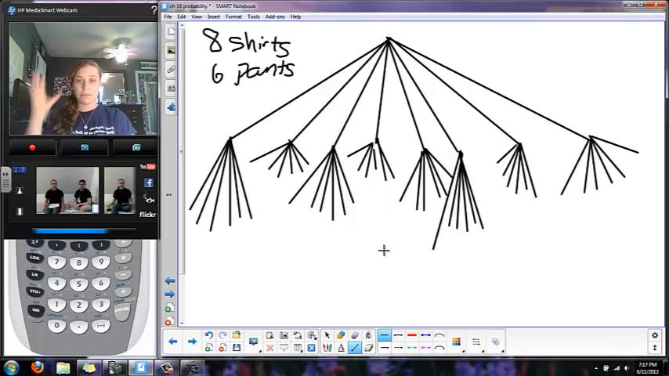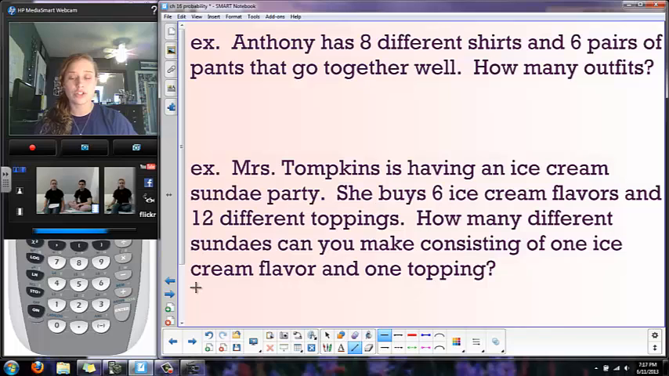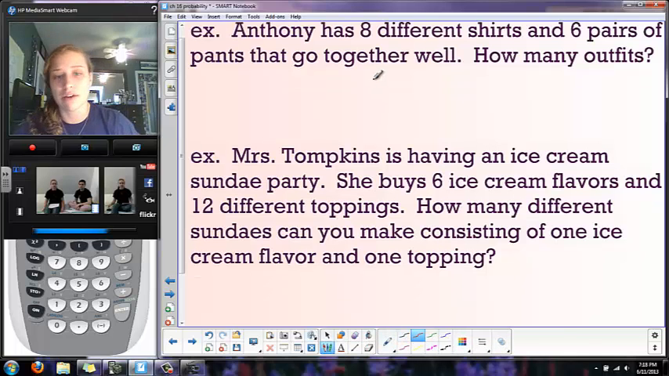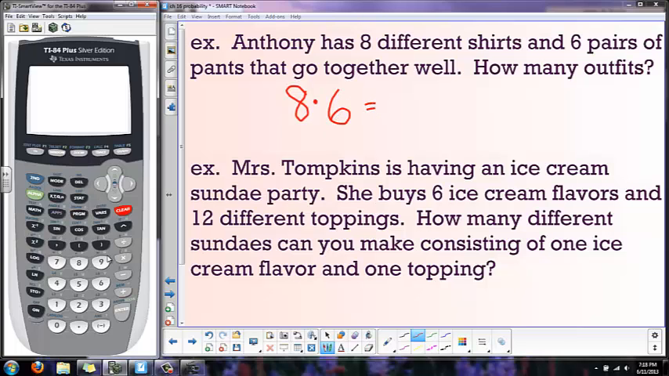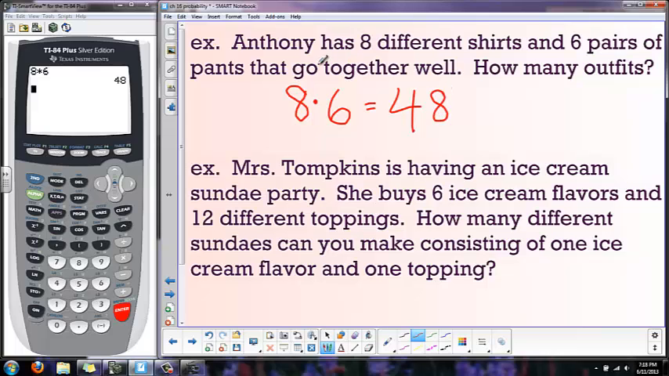So instead of making this whole tree out for every single question, if you are dealing with something where you have to choose a bunch of different options, all you have to do is multiply together the number of options that you have. So we have 8 shirts that we are choosing between, and then we multiply that by 6 pairs of pants that we are choosing between. So 8 times 6 equals 48. 48 total options that Anthony could make, or total outfits that he could make given these options of 8 shirts and 6 pairs of pants.